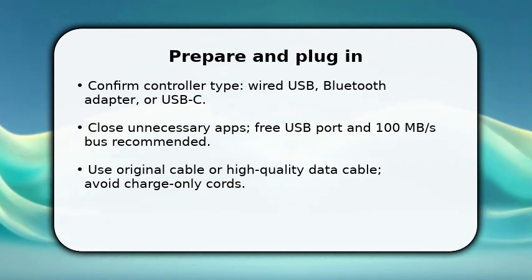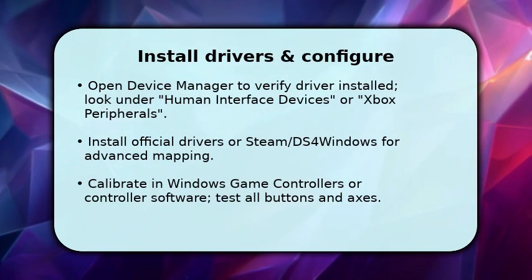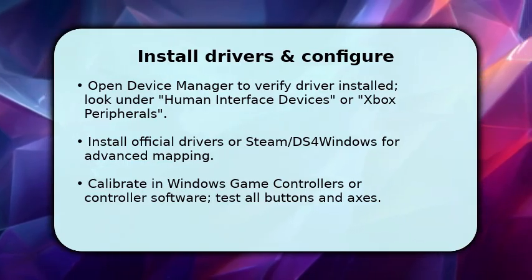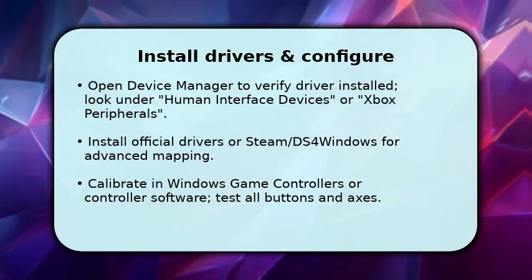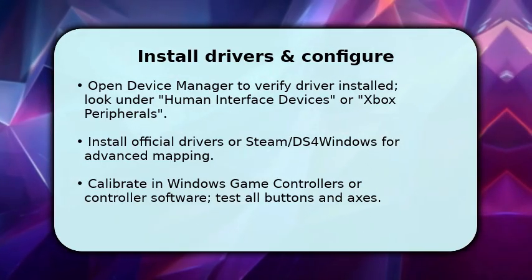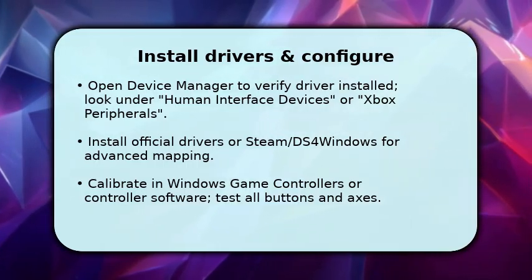Now you ensure the OS recognizes inputs by checking Device Manager. If a generic HID appears, Windows likely installed basic drivers. Install the manufacturer's driver or use Steam's controller support for better compatibility. This unlocks gyro, rumble, or custom mapping.